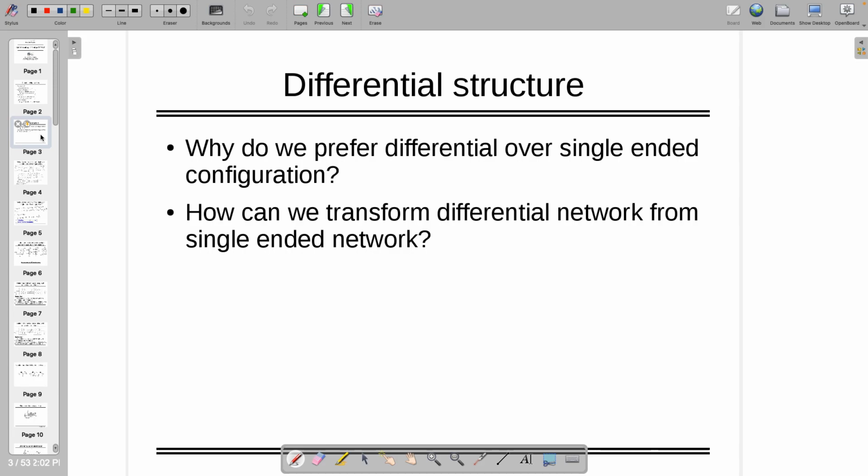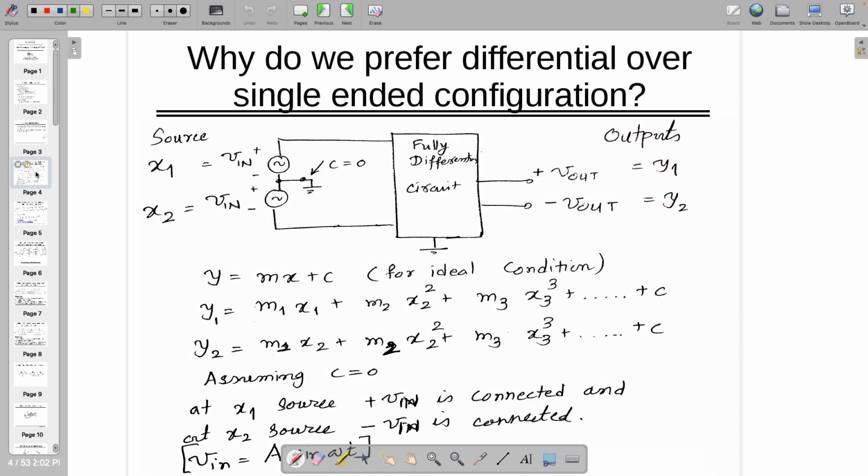The only thing is single-ended has all harmonics, and even some common mode noise that needs to be removed. So that is the main purpose of the differential. This is one of the examples where I am showing that the input is differential, where this is governed by this linear equation, y equal to mx plus c. This is for the ideal condition, but in reality that's not true.